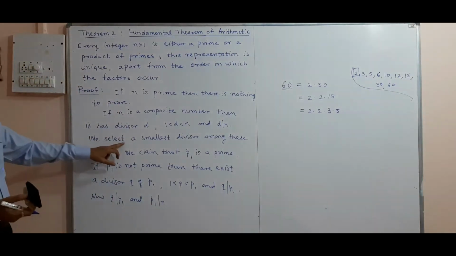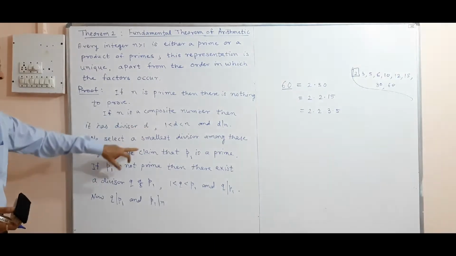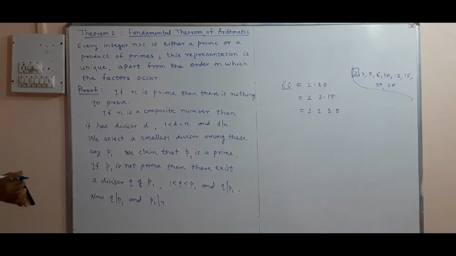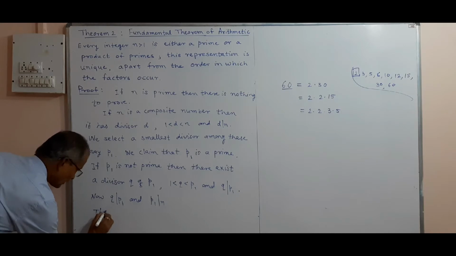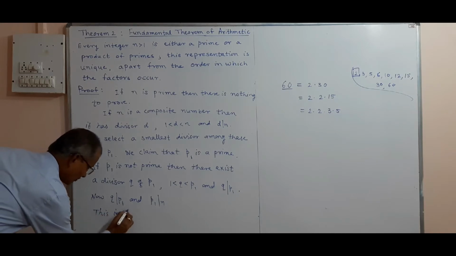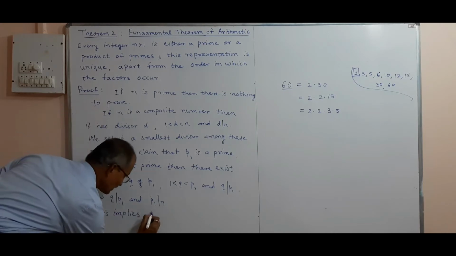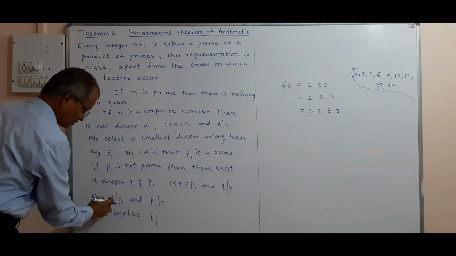We have considered P1 as the smallest divisor of n. So Q divides P1 and P1 divides n. So this implies, by the theorem in our earlier chapter, that if A divides B and B divides C, then A divides C. So Q divides n.